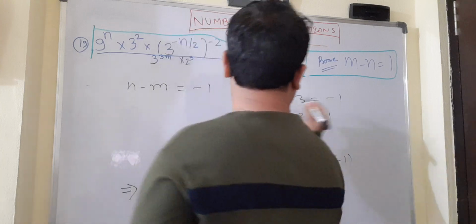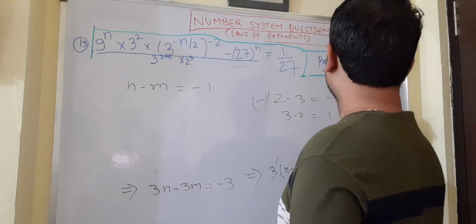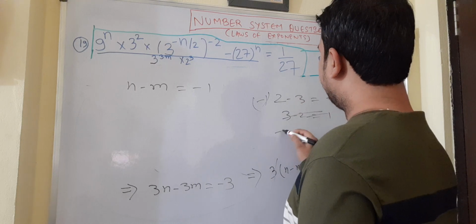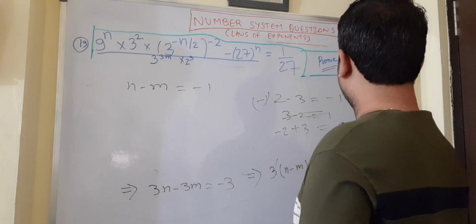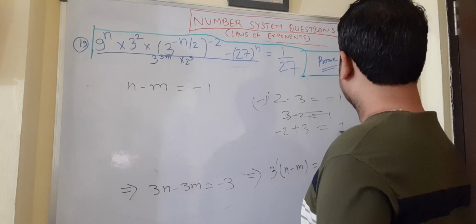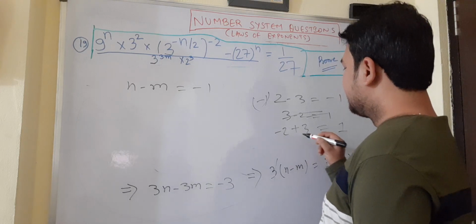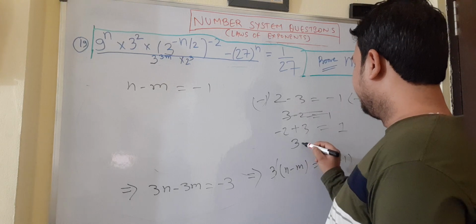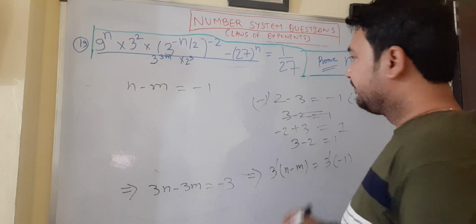But how? You can multiply minus 1 in both sides. This will give you what? This will give you minus 2 plus 3 equals to 1. And minus 2 plus 3, you can rearrange it. Plus 3 minus 2 equals to 1.